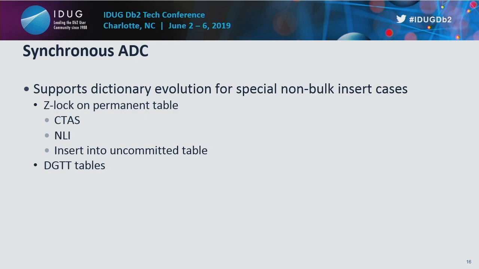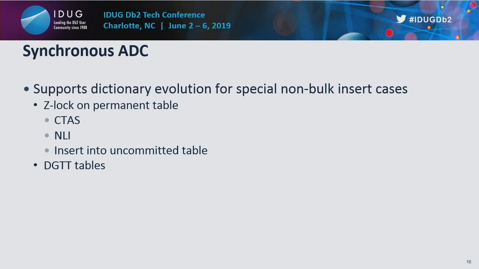Another important note, though, is there is this other type of ADC called synchronous ADC. This one plays a lesser role these days, but the idea is, there are cases where you have a very heavy lock on the table, like the Z-lock. For instance, CTAS, NLI, and insert into uncommitted tables. If you create a table but don't commit and start inserting, there's a huge lock on the table. Whenever we would previously try to use async ADC, async ADC can't get through that lock. So we were effectively able to get zero compression in all of these cases.